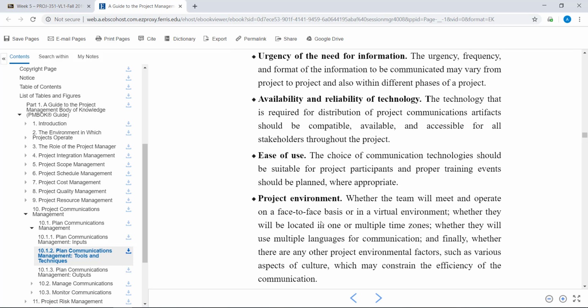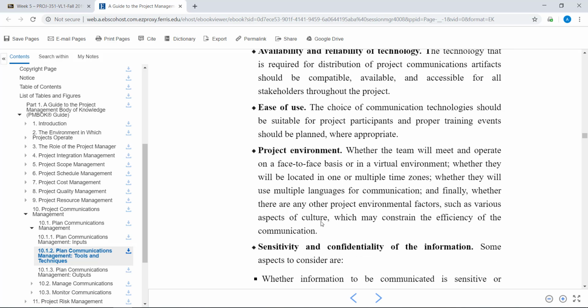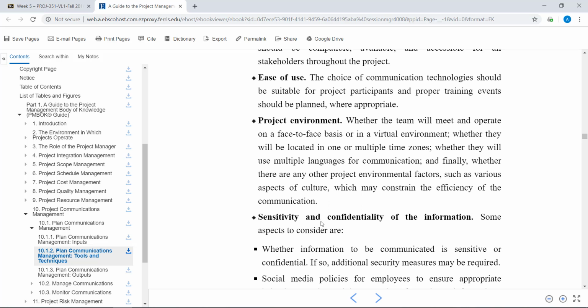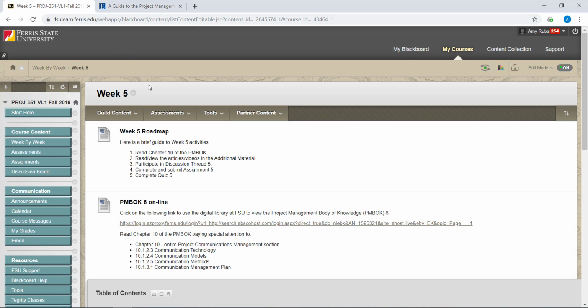Does everybody have access to it? The ease of use of the technology in itself. What is the project environment? And is it sensitive or confidential information, and how should that be protected? As I said, I would like you to read the whole chapter, but I have identified a few areas that I would like you to particularly pay attention to.